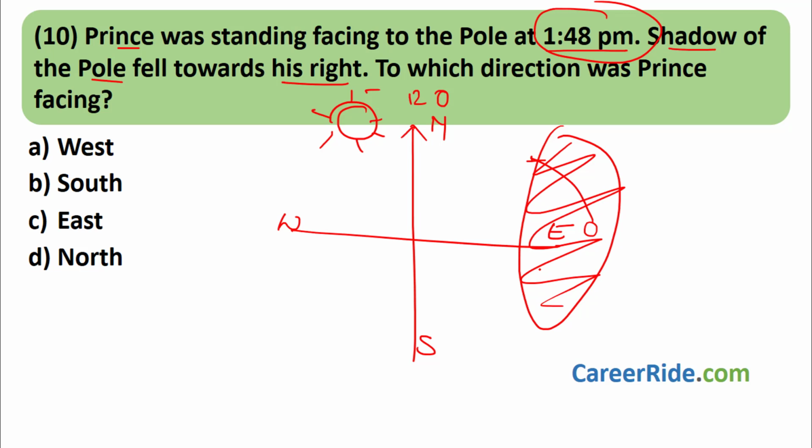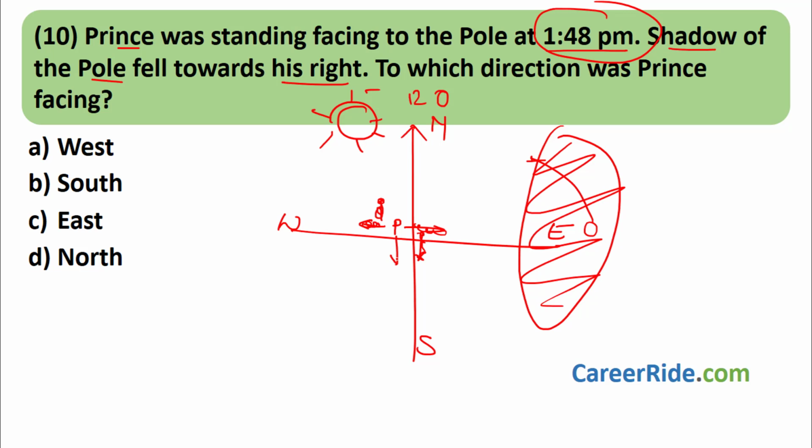So what they have said is that the shadow of the pole is to the right of Prince. Let us assume that Prince is facing west. What is the right of Prince? Right of Prince is this, but is the shadow on the north side? No, the shadow is over here on the east side at the back of Prince. So Prince is not facing west. Let us assume Prince is facing east. What is right of Prince? It would be this, right? Is the shadow to the right of Prince? No, it is in front of Prince. So Prince is not facing east.